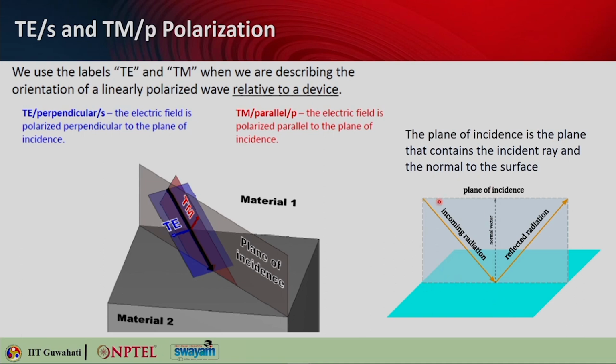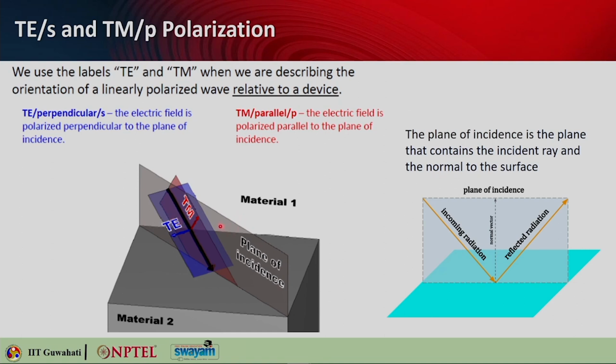So you can draw a plane that contains all these three vectors: the incident or incoming radiation, the reflected radiation, and the normal. This particular plane is called the plane of incidence. Now in this plane of incidence there are two possibilities for the electric field vector to lie. That is what the polarization is, right?